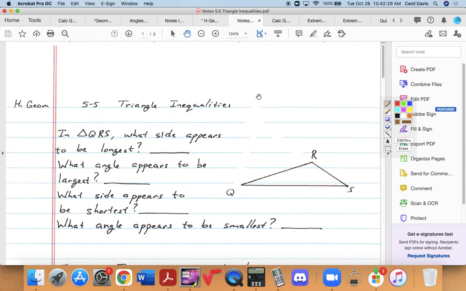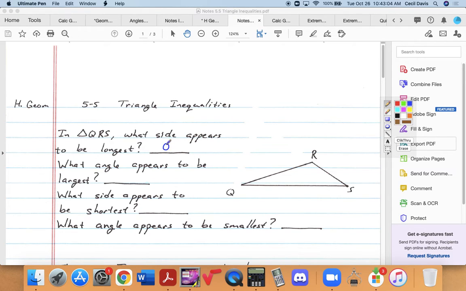All right, so today we're going to talk about triangle inequalities just within a single triangle. There's another topic that I don't think we're going to get to this year, where you can look at two different triangles and do triangle inequalities. But this is things that are not equal within a single triangle. So in this triangle QRS, which side appears to be the longest? Yeah, it certainly looks like QS, right?